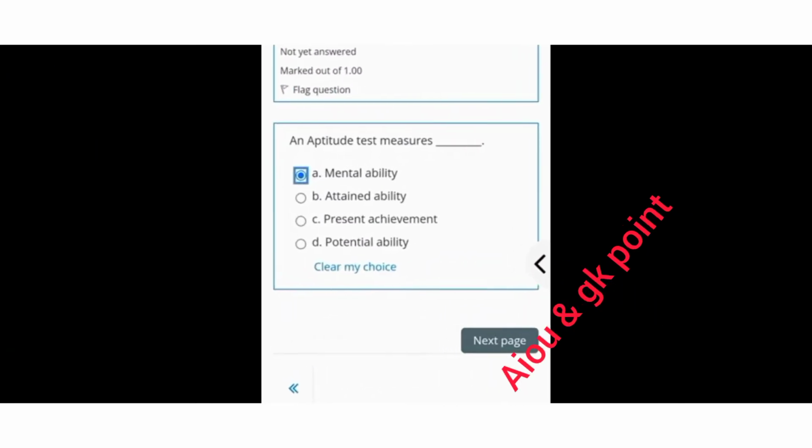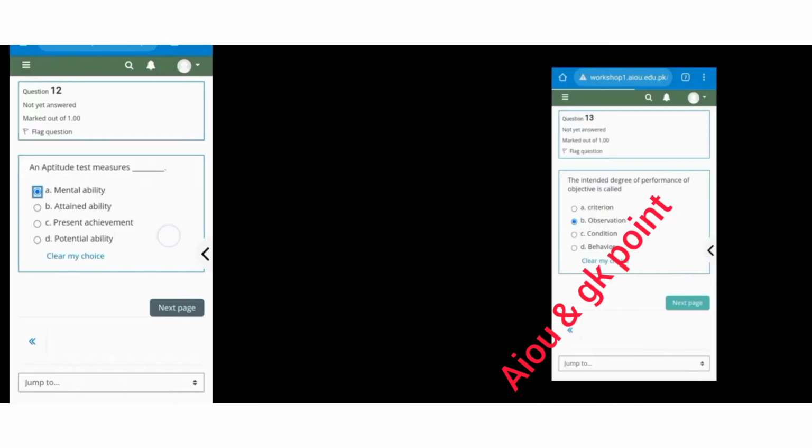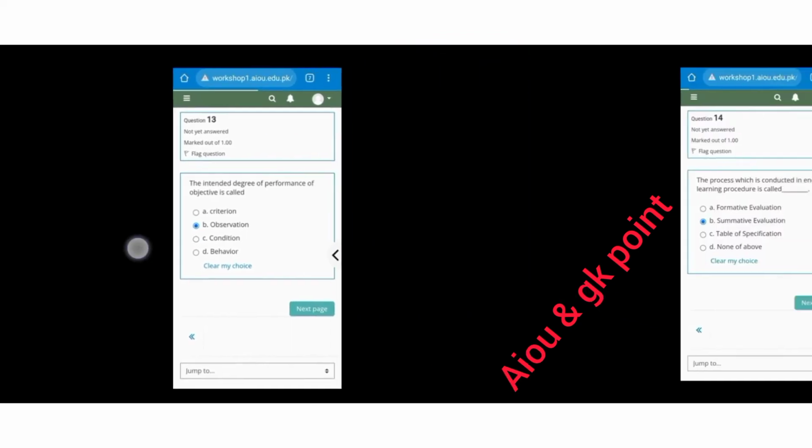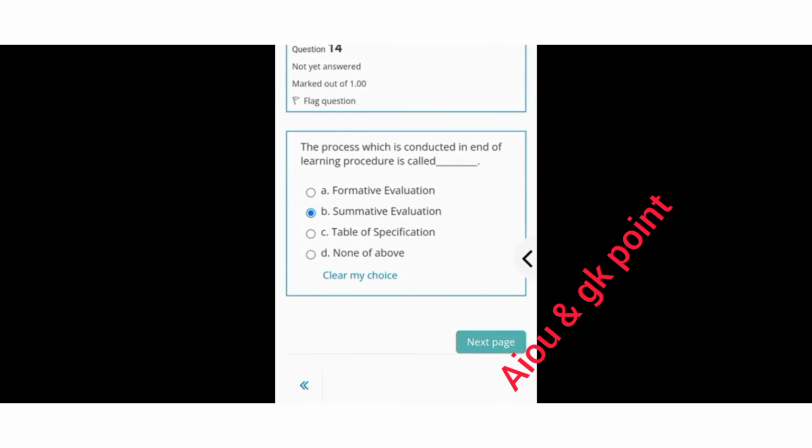An aptitude test measure dash. Correct option A. Mental ability. The intended degree of performance of objective is called. Correct option B. Observation. The process which is conducted in end of learning procedure is called dash. Correct option B. Summative evaluation.